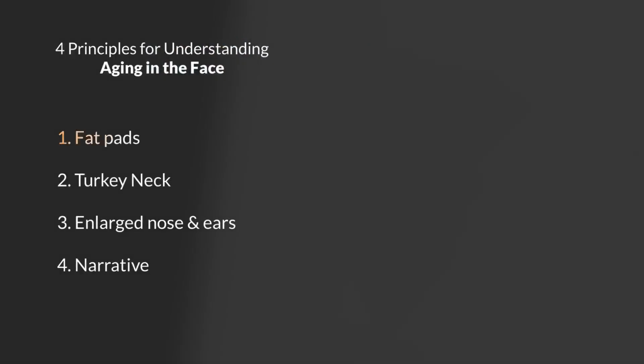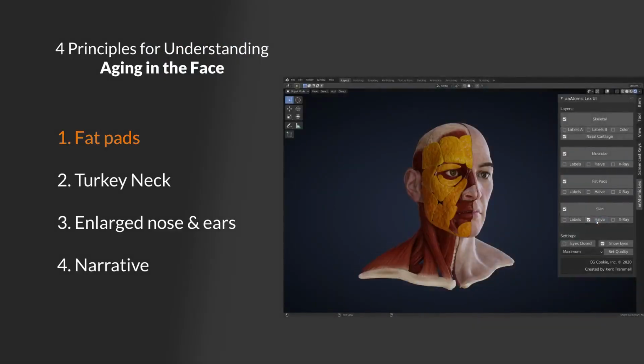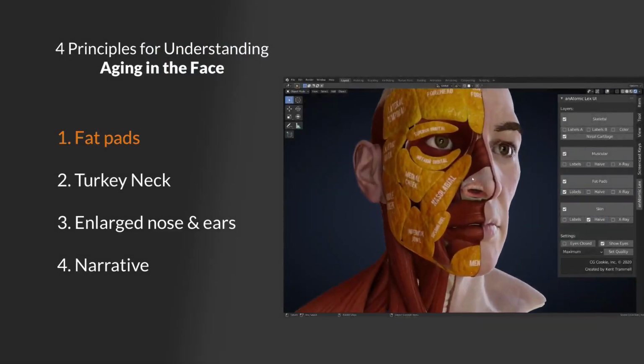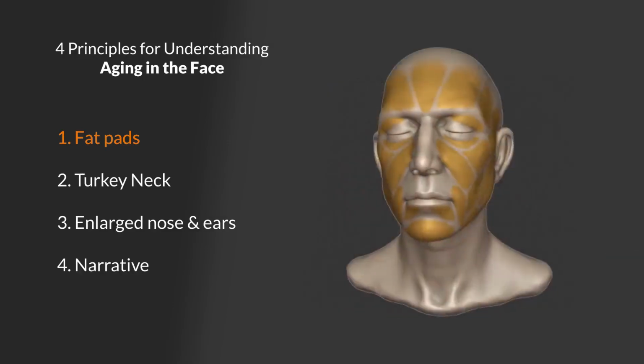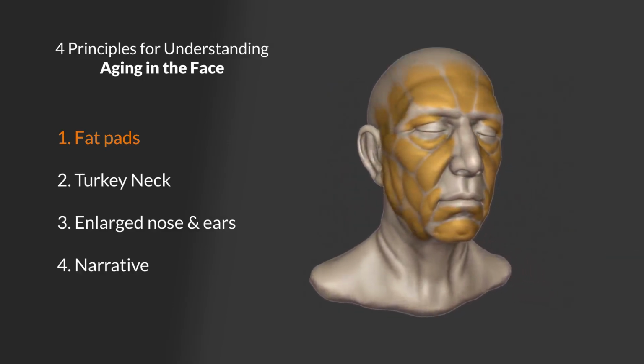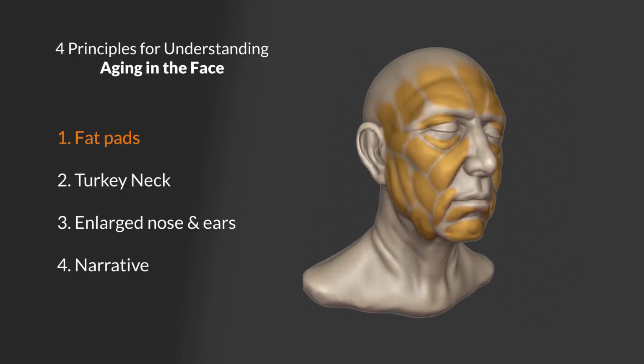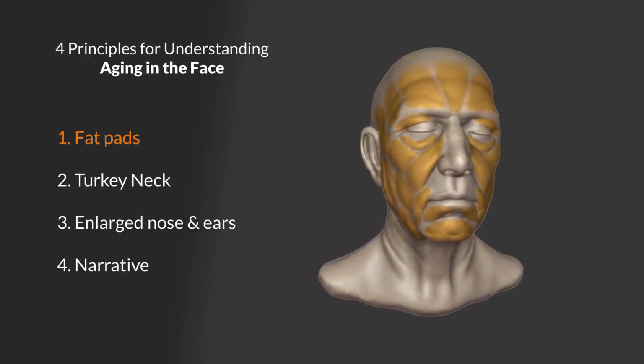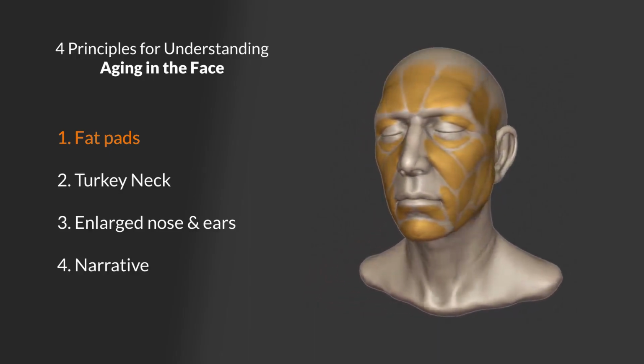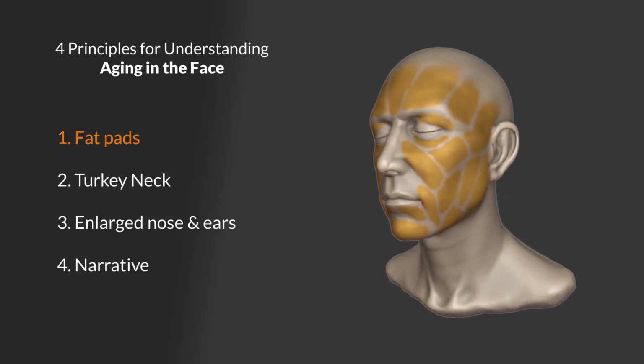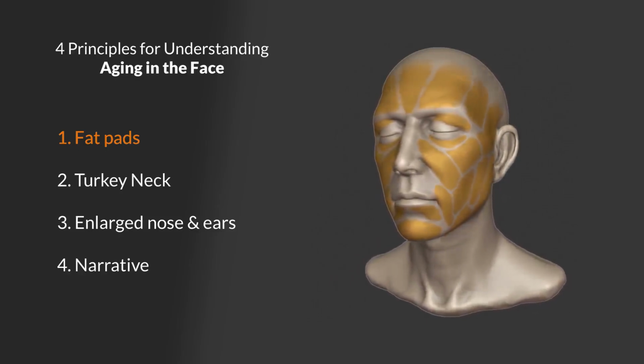Number 1 is fat pads. This is where understanding fat pads and even memorizing them pays off. Because as we age, our skin gets thinner and loses elasticity. When we're young, our more elastic skin keeps our fat and muscles pulled tight against our skull. But when skin loses that characteristic, our muscles, fat, and skin gradually start to sag.